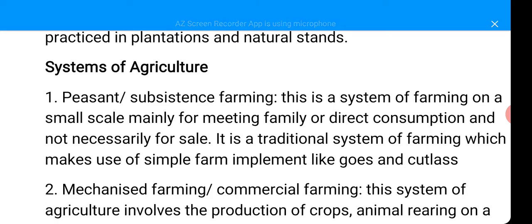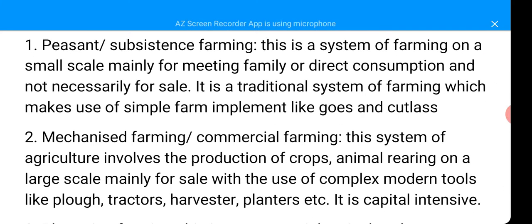An example is you having a small piece of land in your backyard to plant tomato, pepper, yam, maize. That's an example of peasant or subsistence farming. You do this basically to be able to use these things for food, to harvest them and cook to meet family needs, and not to sell them. So this is what we mean by peasant or subsistence farming. Subsistence farming is a traditional system of farming which makes use of simple farm implements like hoes and cutlasses.